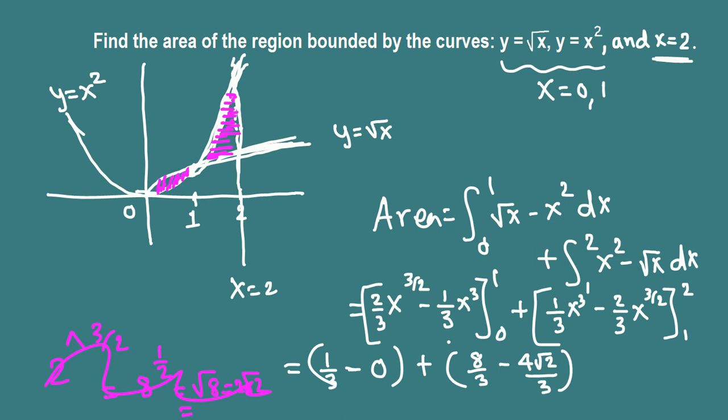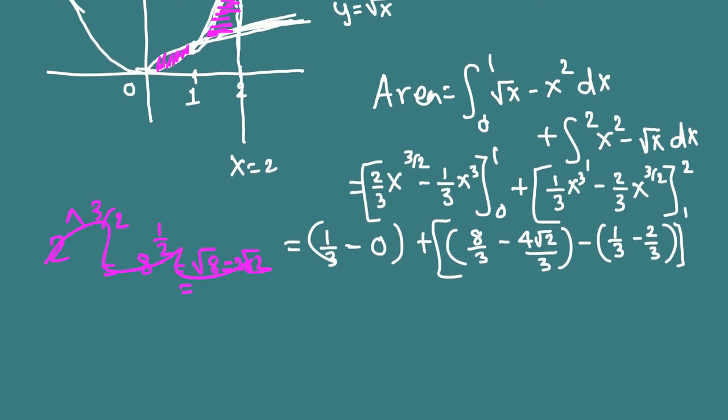For the second one, upper limit minus lower limit, plug in 1. So 1/3 minus 2/3 is negative 1/3. This big expression is coming from the second definite integral. The first one was easy, I just plug in 1. Now let's finish this.